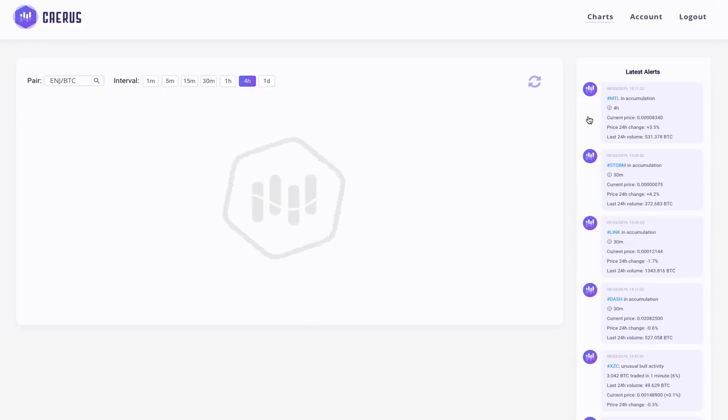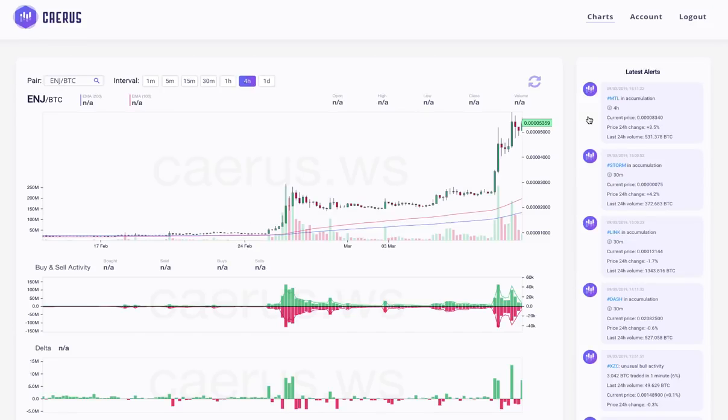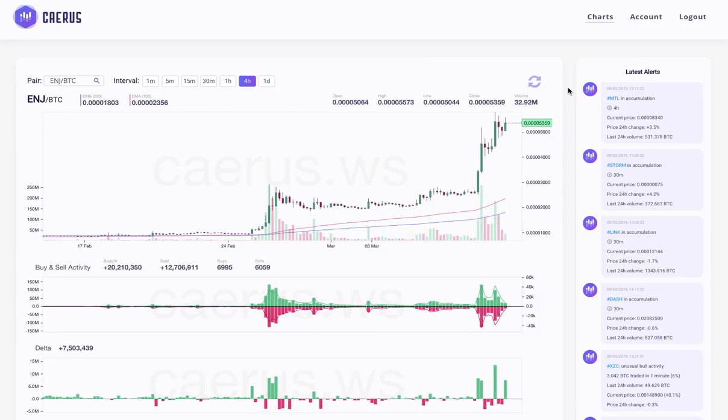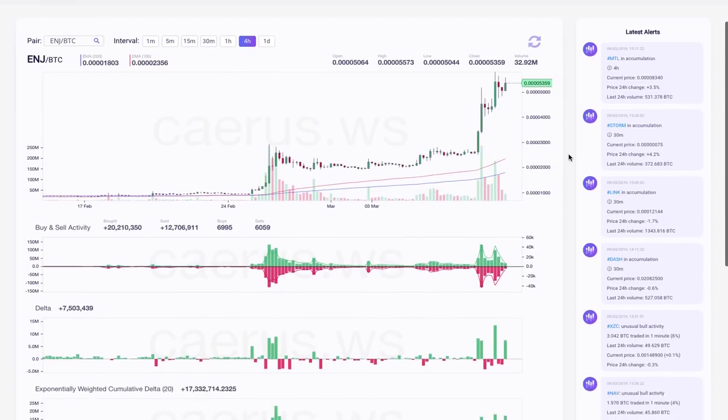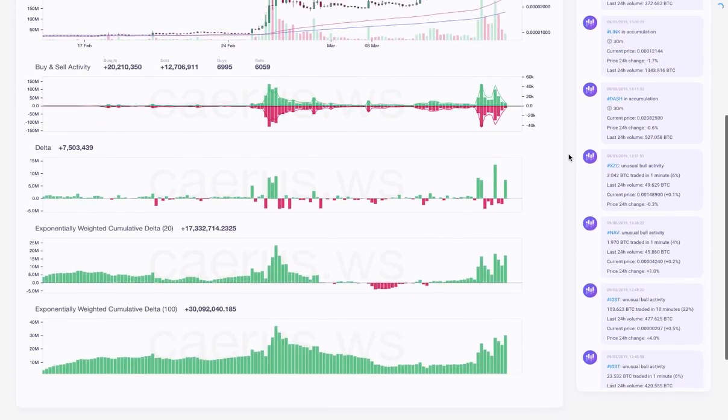I'm going to show it on the chart. The first chart we're going to use is ENJ BTC, which is Enjin, and the time frame is 4 hours. The first window is a regular price chart, and below are 4 indicators.